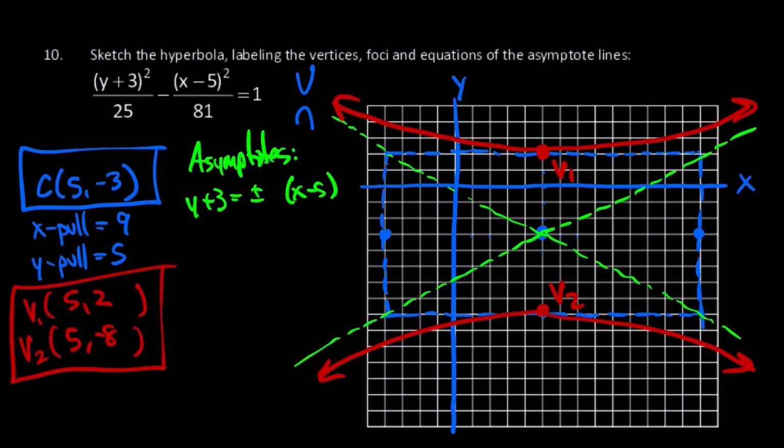I don't care if you simplify it or not. In this case, there's nothing to simplify, though. It would be 5 over 9, but that's fine. You don't have to simplify it, even if you could. Okay, so now I need the foci.